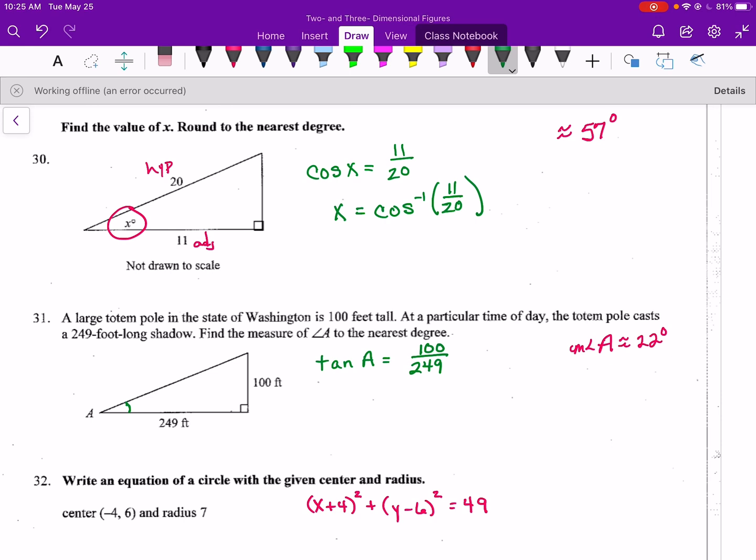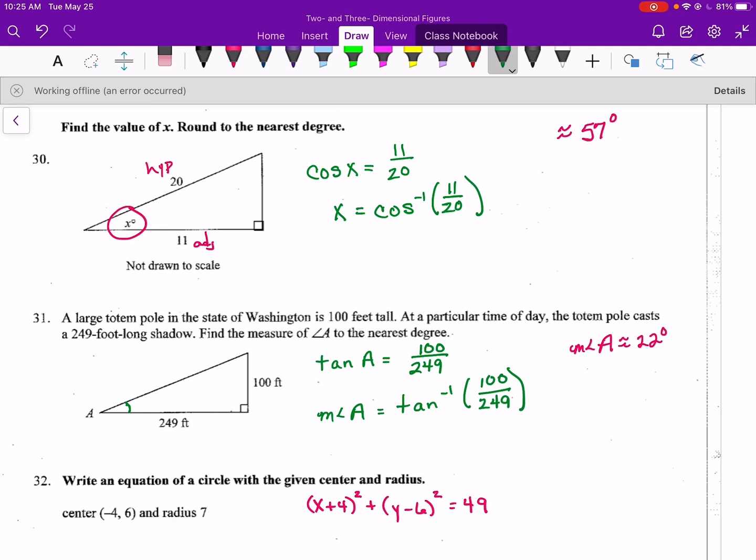And since we want to know what A is, this is where we use an inverse trig function. So the inverse tangent of 100 divided by 249. Go ahead and type that into your calculator, and you will get, rounded to the nearest degree, 22 degrees.